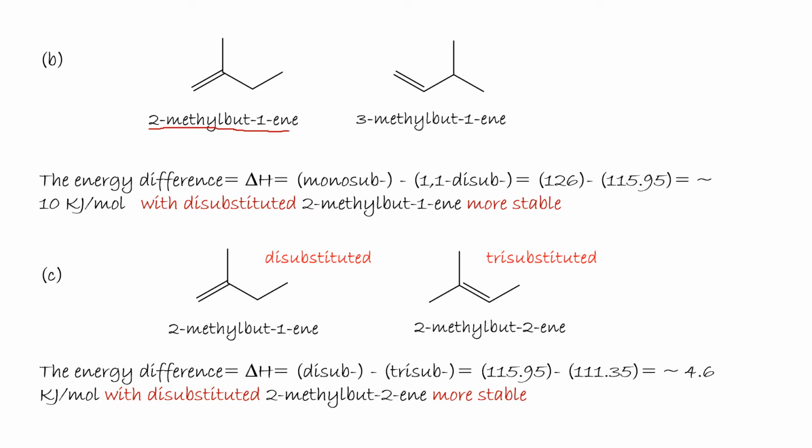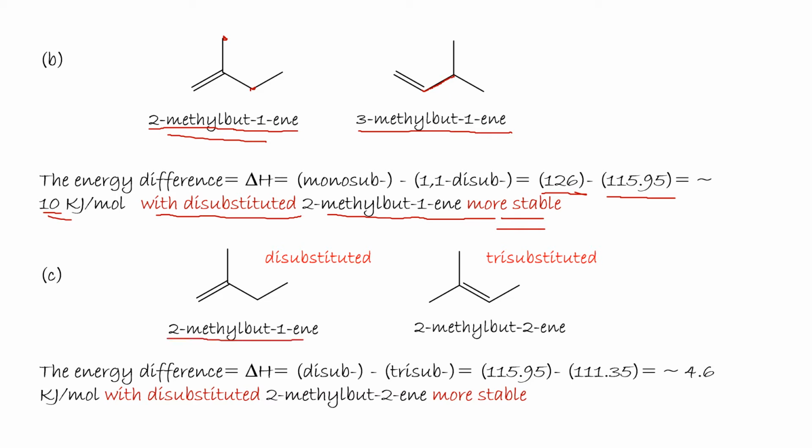2-methylbut-1-ene or 3-methylbut-1-ene. This is disubstituted, again geminal, and here is monosubstituted. So monosubstituted is 126, and for the disubstituted 115.95, which means that the disubstituted 2-methylbut-1-ene is more stable with about 10 kilojoule per mole.